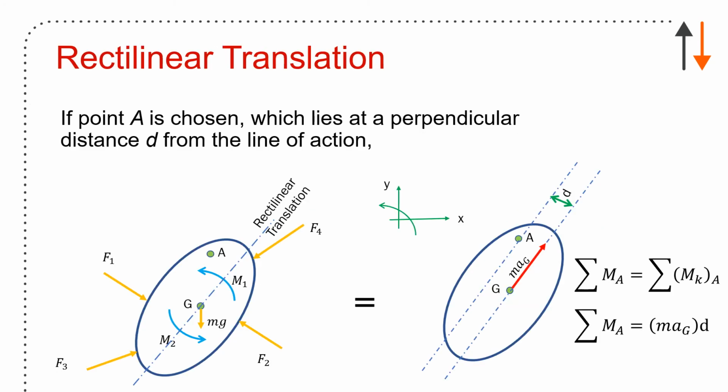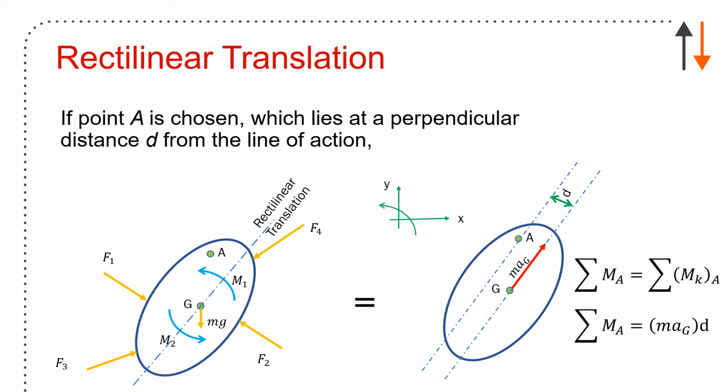In rectilinear translation, if you have a point A that's off, and which lies at a perpendicular distance d, so this is d over here, then what you'll end up with is that the sum of moments about A equals the sum of the kinematic motion or kinematics about A. So sum of moments about A is m a_G times d. So the resultant acceleration times the mass times the moment arm gives you the moment about A.